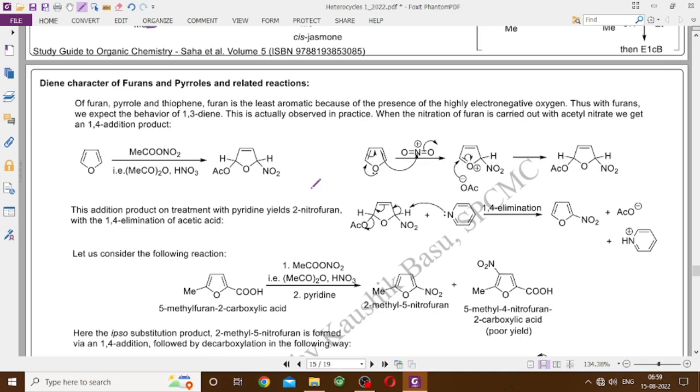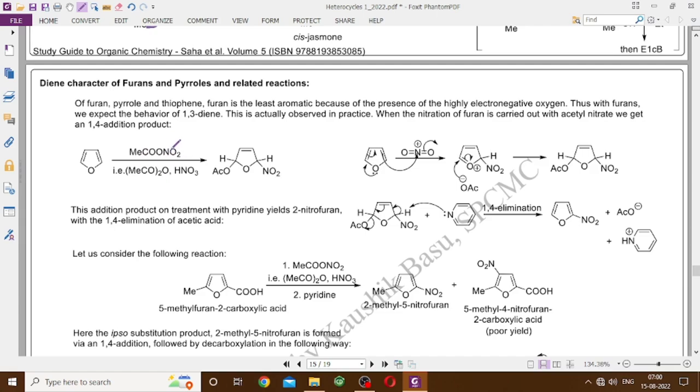Remember, when we did the nitration of furan, there was one step involved, which was treatment with pyridine. Well, that is because furan, first of all, cannot be nitrated by the normal nitrating mixture. That would have led to polymerization, etc. It is done with modified reagents such as acetyl nitrate. When you treat furan with acetyl nitrate, you don't get 2-nitrofuran, but you get something which is a 1,4 addition product.